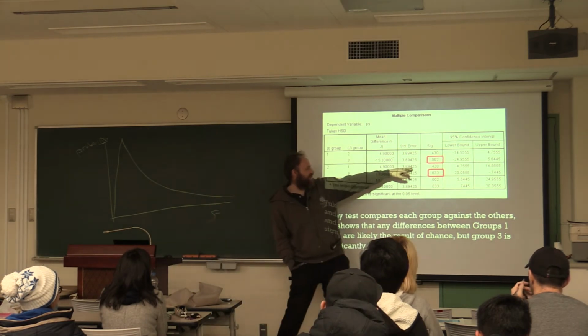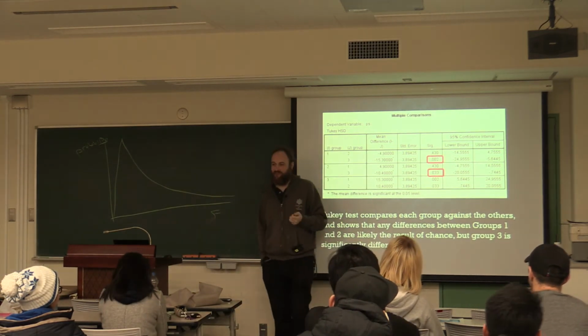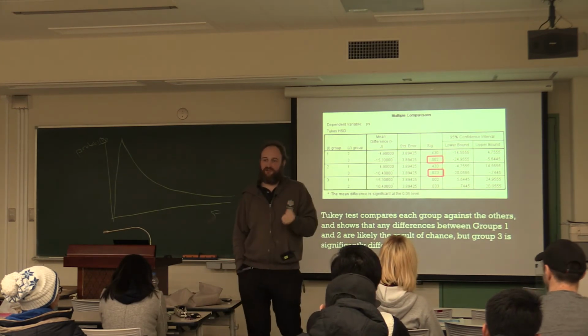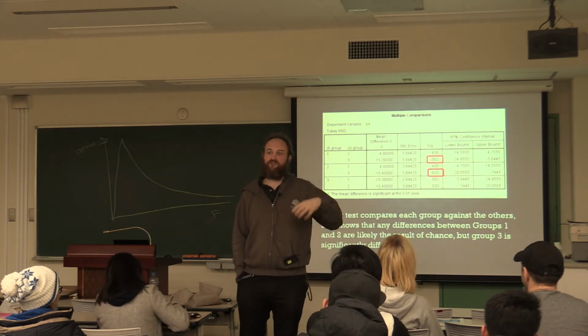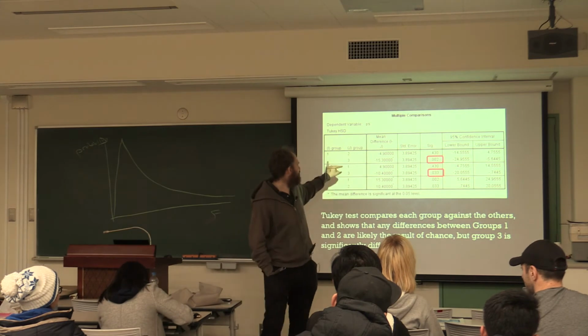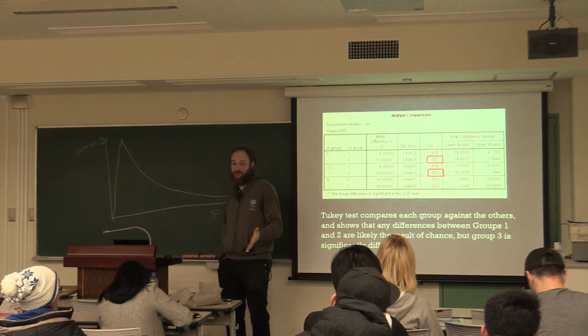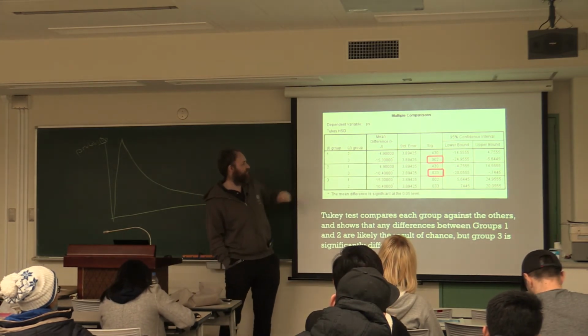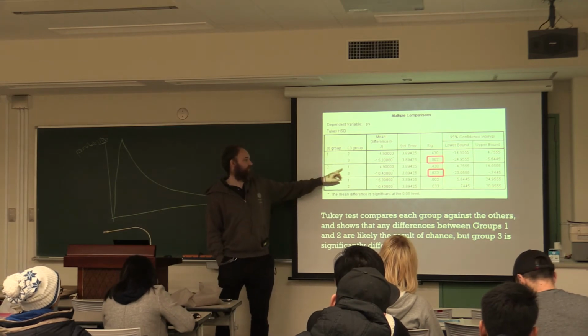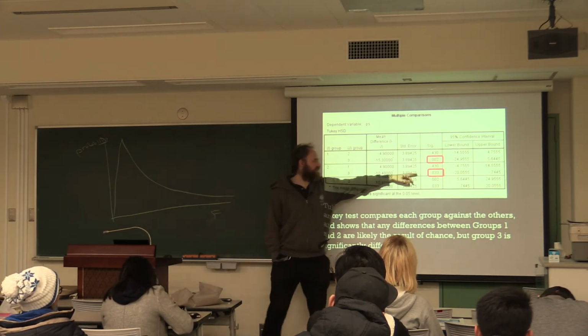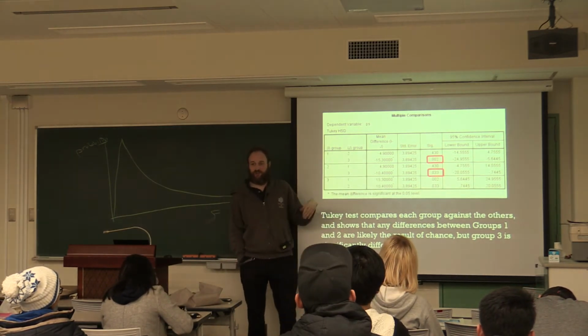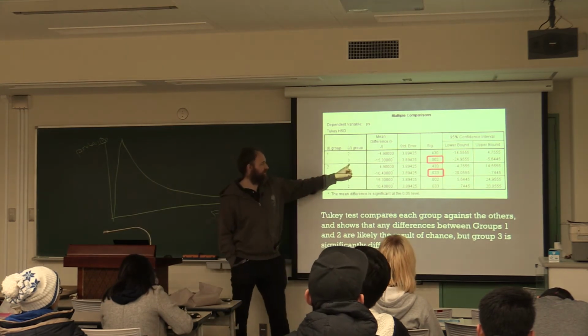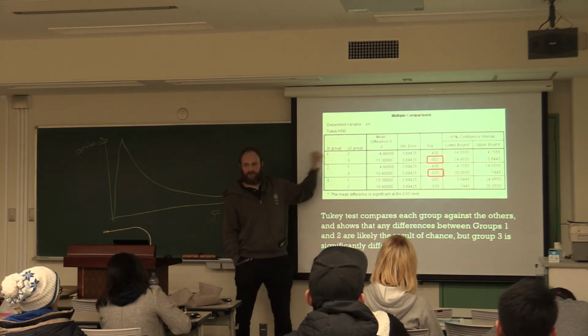Group 1 versus 3, okay? Significance of 0.002, right? So this is significantly less than 0.05, and so we reject the null hypothesis. So groups 1 and 3 are not the same. Okay, let's look at group 2. Group 1 and group 2, well, we know they're the same, right? Our p is 0.43, so they're the same.